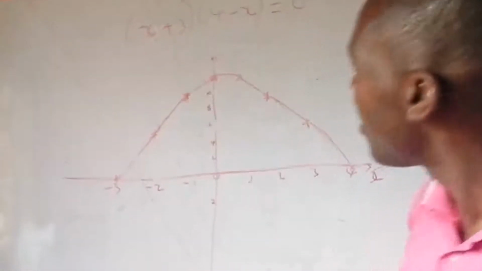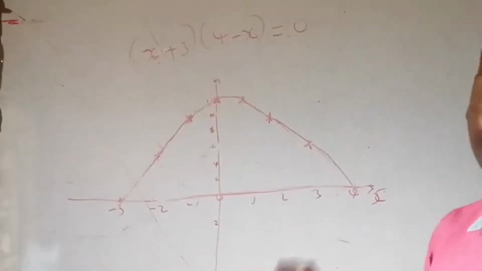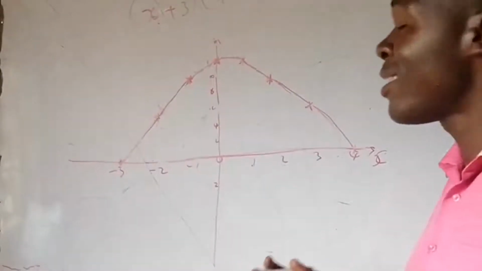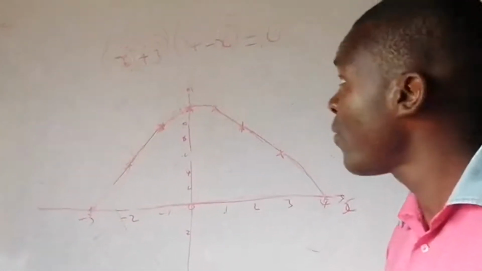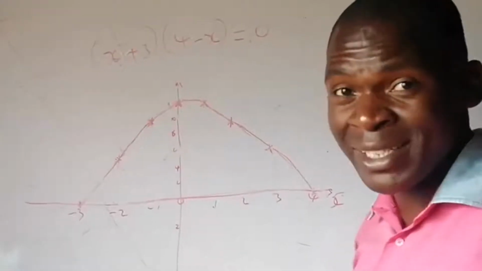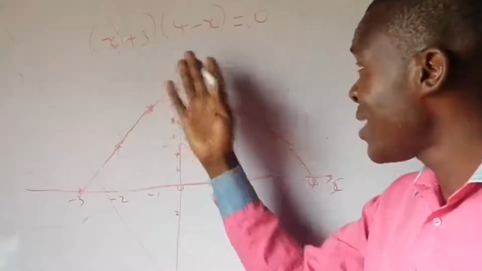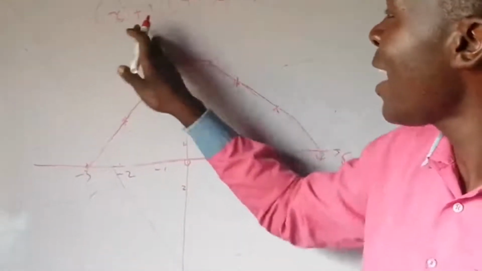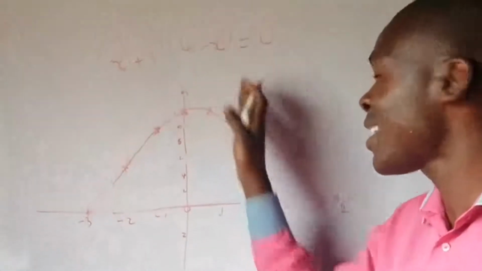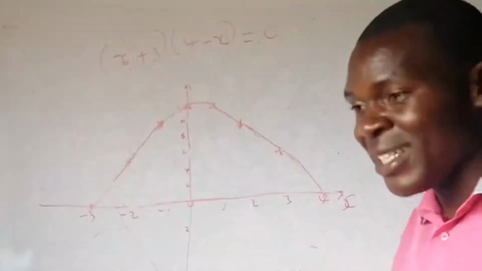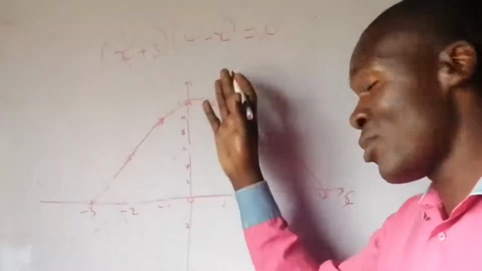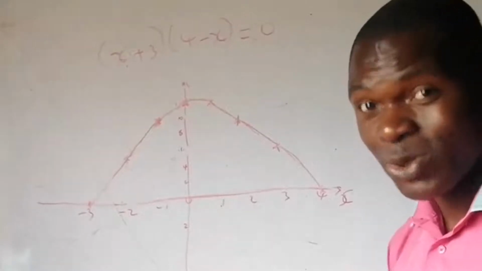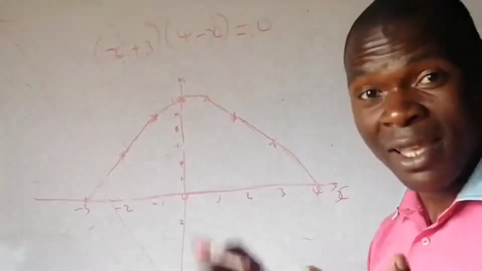To find the solution of this equation, you don't need to use the concept we did in terms of factorization or quadratic expressions, saying either x plus 3 is equal to 0 or 4 minus x is equal to 0. The question is strictly saying use your graph to find the roots. In other words, use your graph to find the solution of this equation.